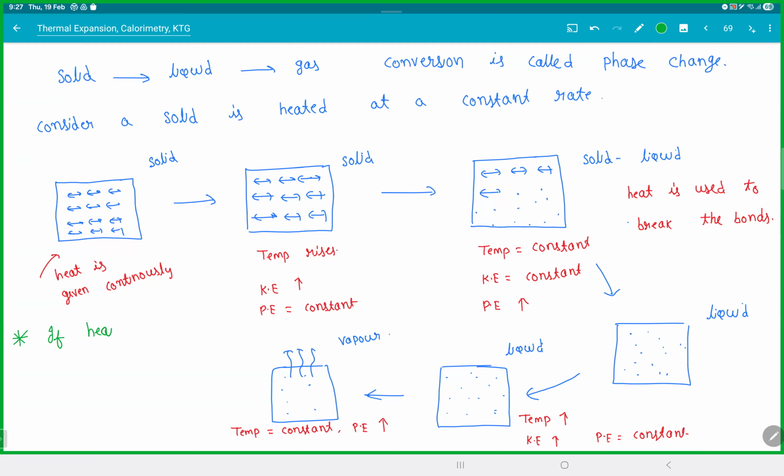General misconception: if heat is given, people think temperature rises. Not necessary. There can be phase change. If heat is given, temperature may or may not rise.